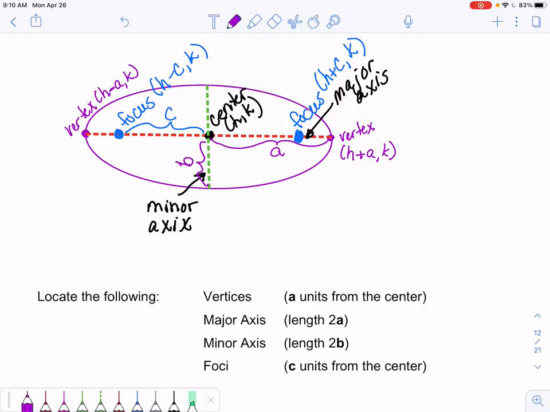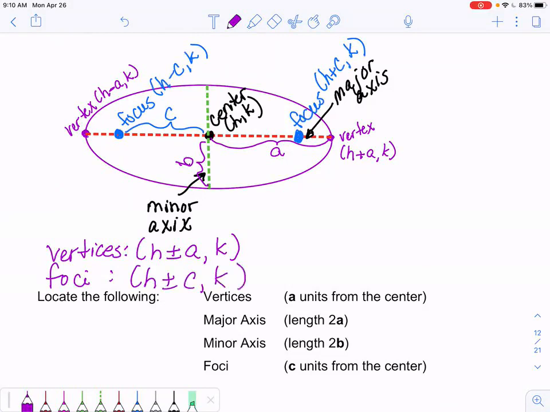To summarize a little bit underneath, we have vertices, which can be found by adding or subtracting a. And we have the focus or the foci, and they can be found by adding or subtracting c. You'll be asked to find both of those for every graph. And then, of course, we have the center, which is just (h, k).